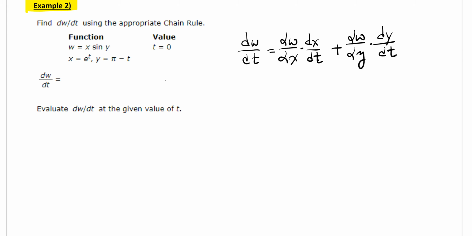Here's example 2. So we have a function w equals x times the sine of y. So w is a function of x and y.